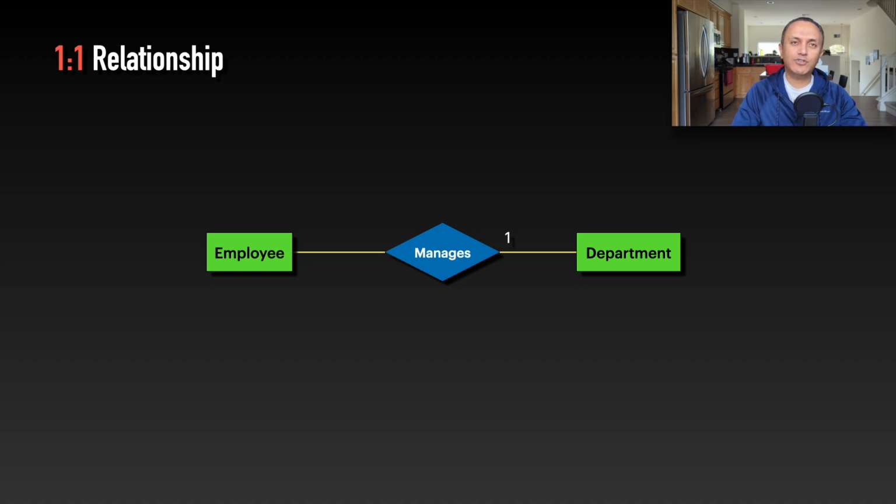We ask the same question from the other side. A department, how many managers does it have? Again, the maximum number. In most cases, a department can only have one manager, assuming that's like the head of the department. So maximum also one. This is why this is called a one-to-one relationship.